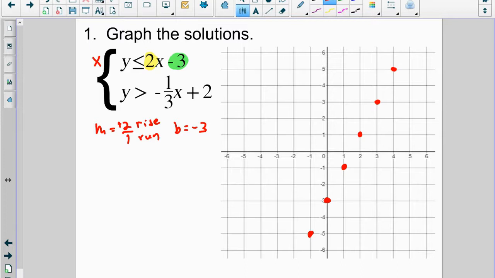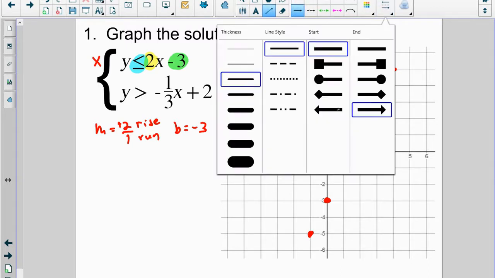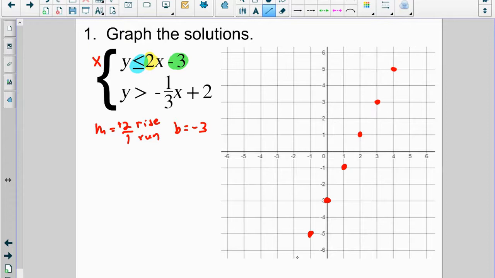So I know where my line's going to be, but before we draw it, we have to remember that there are 2 different types of lines, and it's all based on that inequality symbol. Since this one has the little line underneath it, we want to draw a solid boundary line. So I'm going to put arrows on both ends. It's a solid line, not dashed. And I can draw my line to go through the points as best as possible.